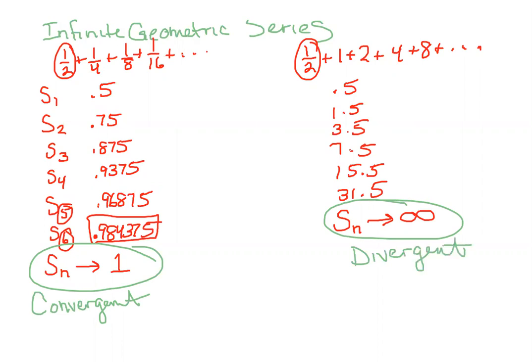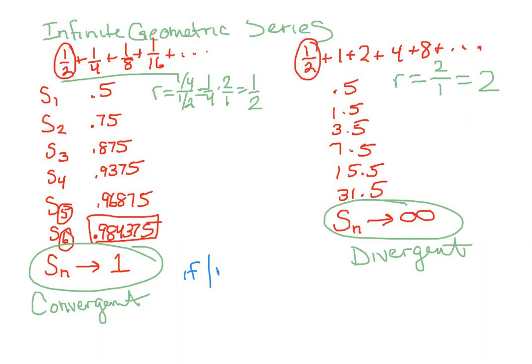And how do we know? Okay, what is R equal for this one right here? R is 1/4 over 1/2, which is a half. And over here, R is 2. So the way you know if it's going to be convergent or divergent is the absolute value of R, because it doesn't matter if it's positive or negative, it's just the value. If it's less than 1, then it's convergent. And if the absolute value of R is greater than 1, then it's divergent.